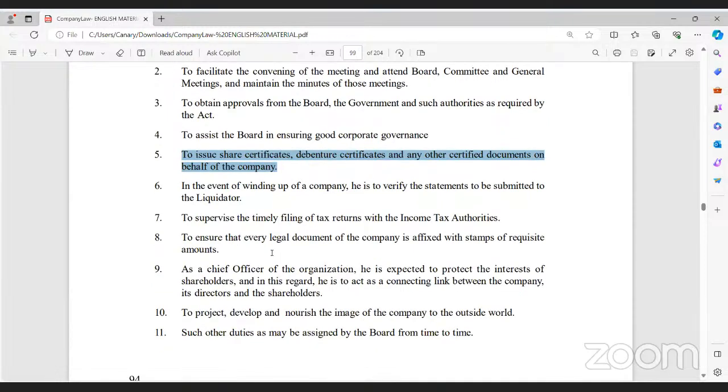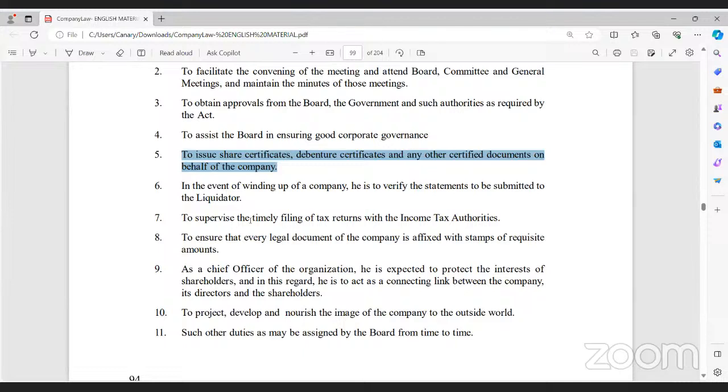And in the event of winding up of a company also, a company secretary is the one who is supposed to submit all the statements required to be submitted by the firm to the liquidator. What is winding up? Closing. If, due to any reasons, the firm wants to be closed, then for closing the firm, whatever legal aspects and documents are to be submitted, submitting all those to the concerned authority is also the responsibility or duty of the company secretary.